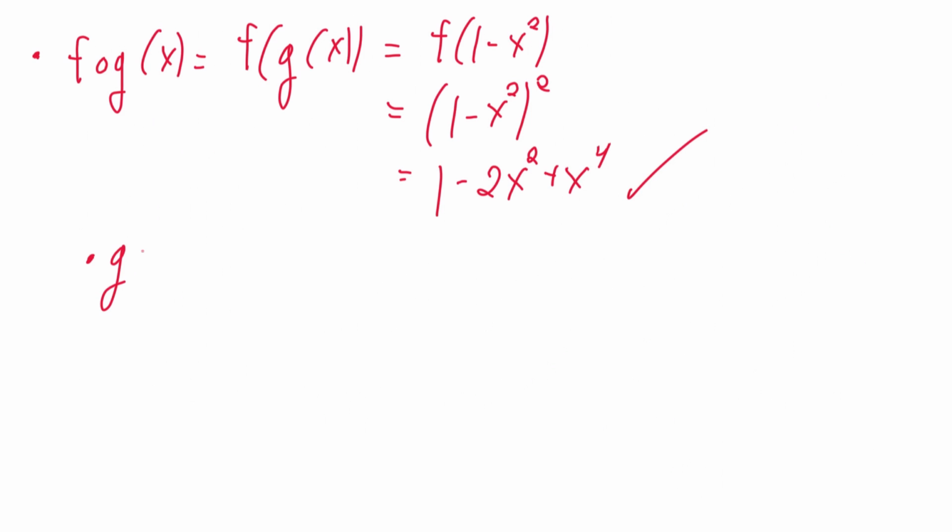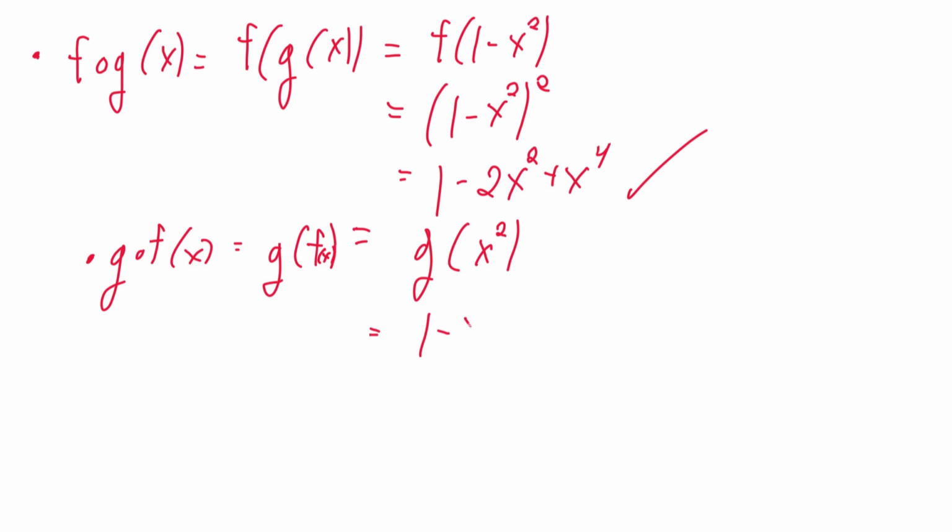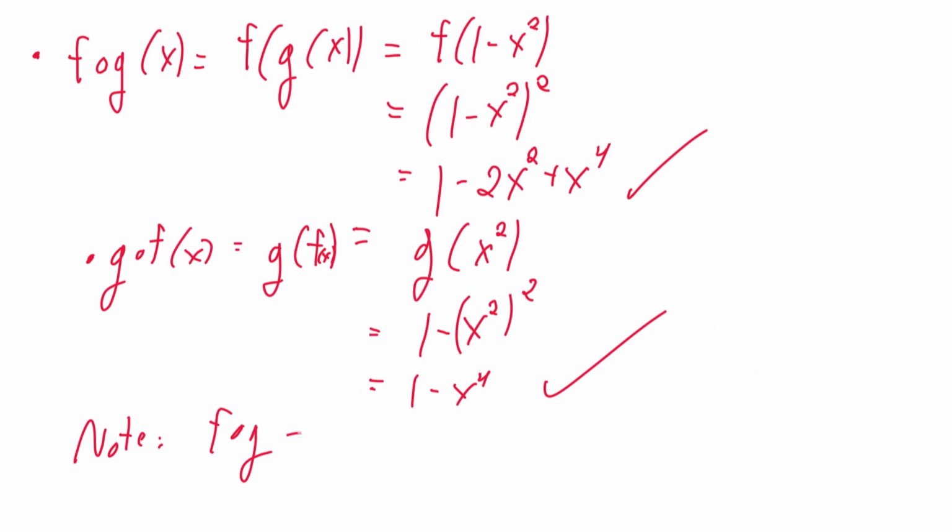And just for good measure, let's do g composed with f. So this is g of x squared, which is 1 minus x squared squared, so 1 minus x to the 4th. And we'll remark again that f composed with g does not equal g composed with f here, because 1 minus 2x squared plus x to the 4th is different than 1 minus x to the 4th.